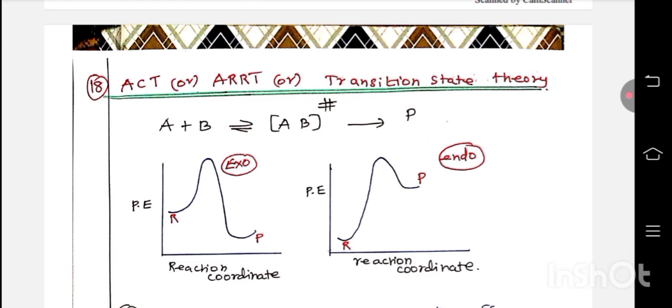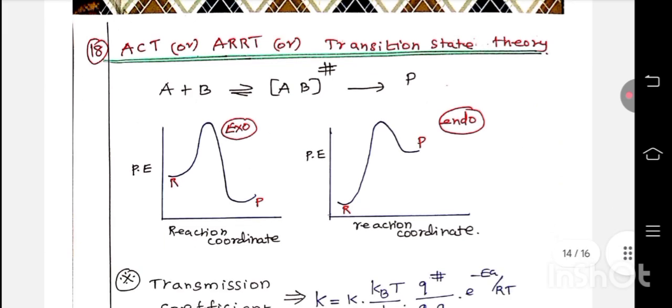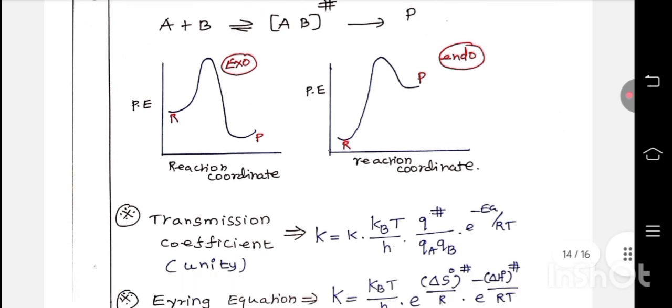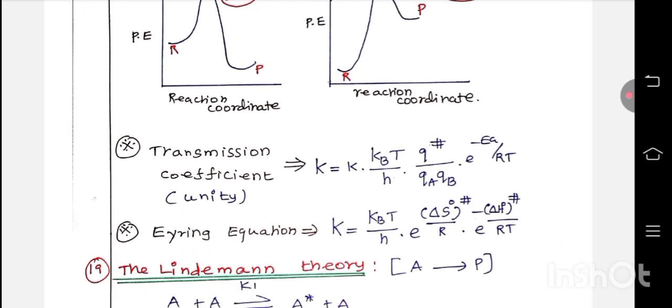18. Transition state theory: A plus B, the activated complex forms, then decomposes to the product. Two types of graph are available, potential energy versus reaction coordinate. If the product is high, the reaction is endothermic; if the reactant is high, it is exothermic. The transmission coefficient is always unity. The value: k equal to k_B T divided by h, Q activated divided by Q_A Q_B, exponential power minus Ea by RT.